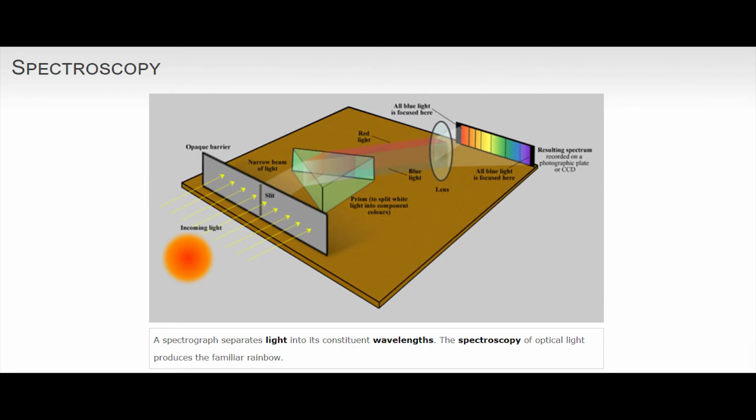Moving on to spectroscopy, it studies the interaction between matter and electromagnetic radiation that is derived from wavelength and frequency. It is mainly used as a tool to study atoms and molecules and can be used to investigate the light from stars.